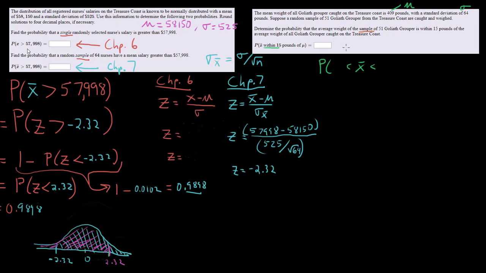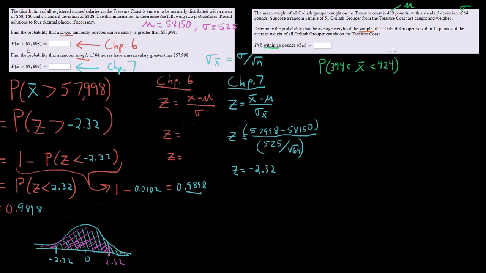So if 409 pounds is the mean, well, what's 409 plus 15? Actually, let's do minus 15 first. 409 minus 15 is 394 pounds. So 394 pounds. And if you take 409 and add 15, you get 424.